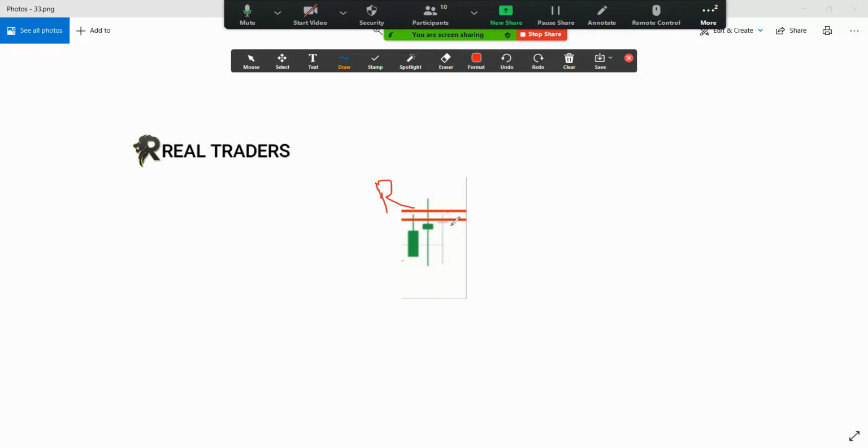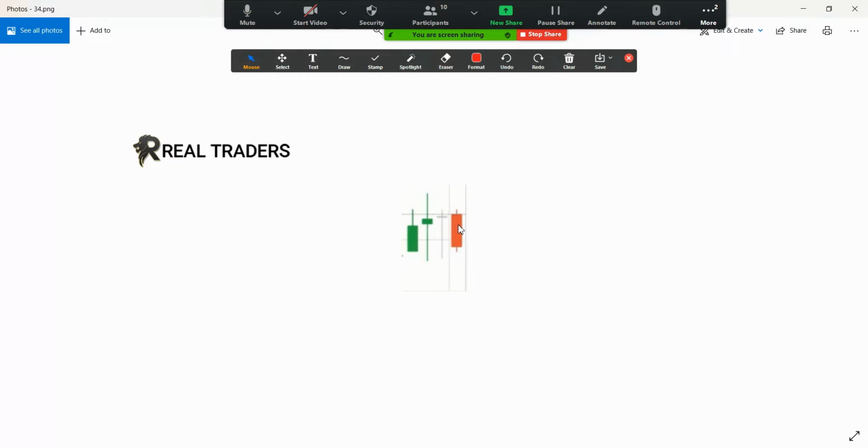We are seeing a hammer, a doji at the resistance level. So here we can expect the sellers to enter. Why? Because we all know a doji candle at the SNR level will reverse the market. So this doji here will reverse the market, and the sellers will enter from this level because this is a resistance level.